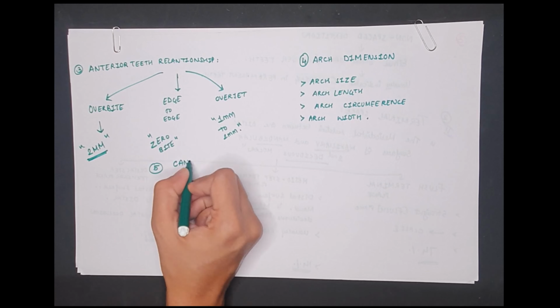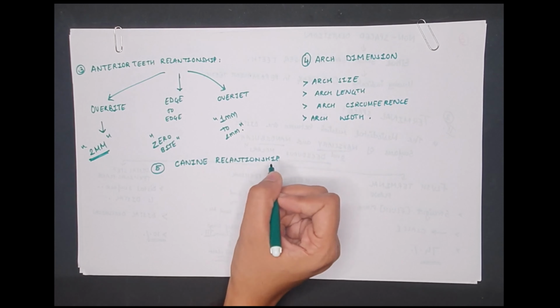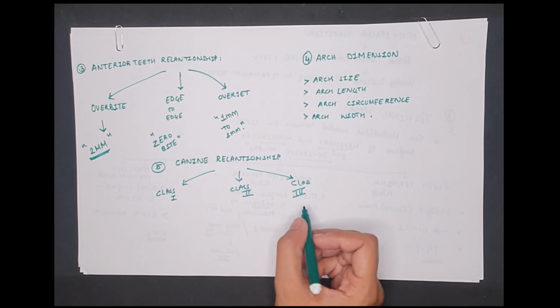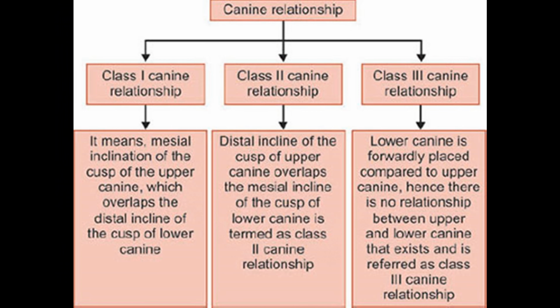Now let's discuss the canine relationship. The relationship of maxillary and mandibular deciduous canines is the most stable in primary dentition. Let's discuss class 1, class 2 and class 3. As you can see in the picture, in class 1 canine relationship, the mesial incline of the cusp of the upper canine overlaps the distal incline of the cusp of the lower canine. In class 2, the distal incline of the cusp of the upper canine overlaps the mesial incline of the cusp of the lower canine. And the third one is when the lower canine is placed forward compared to the upper canine, hence there is no relationship between the upper and lower canine, and it is referred to as class 3 canine relationship.